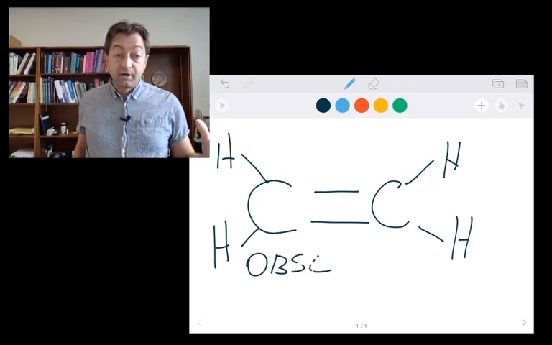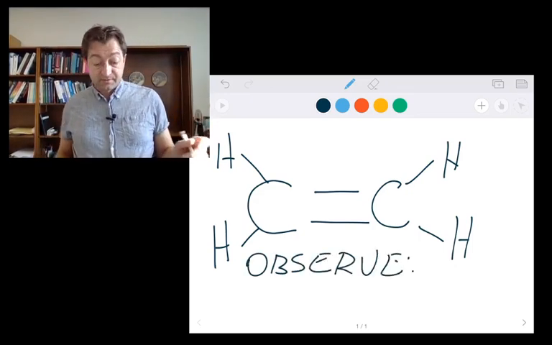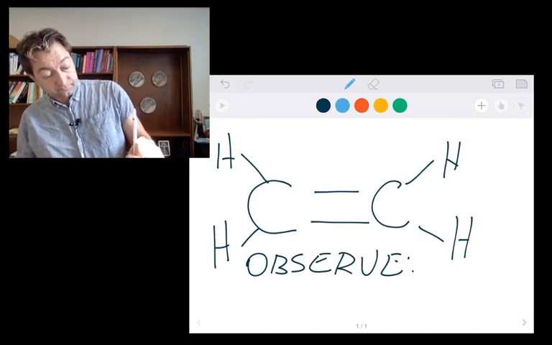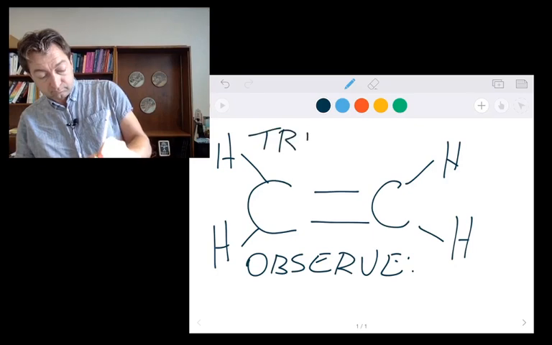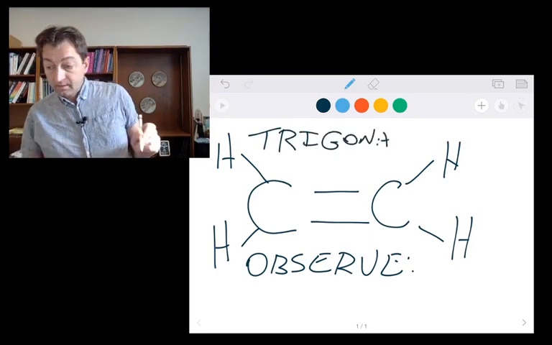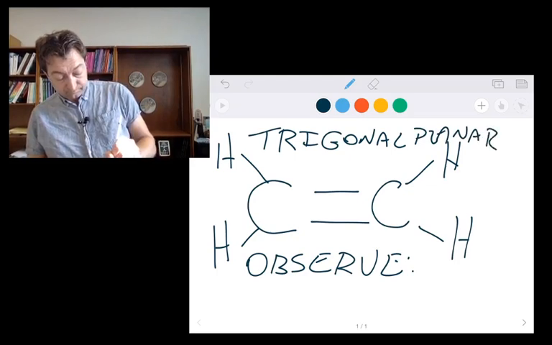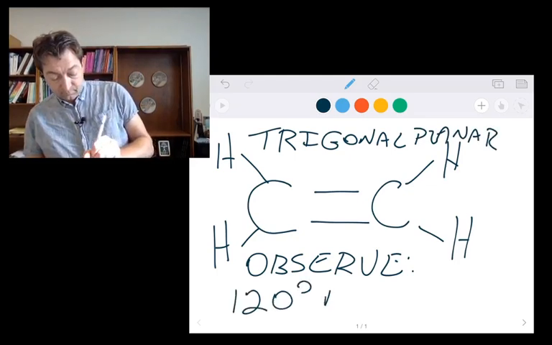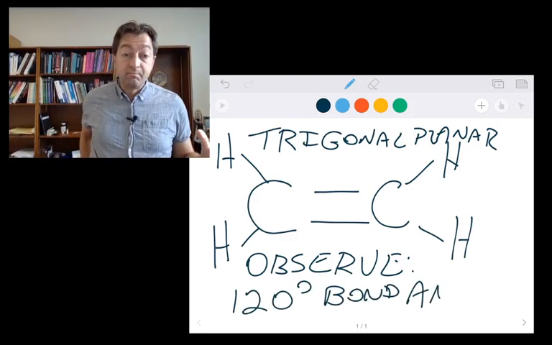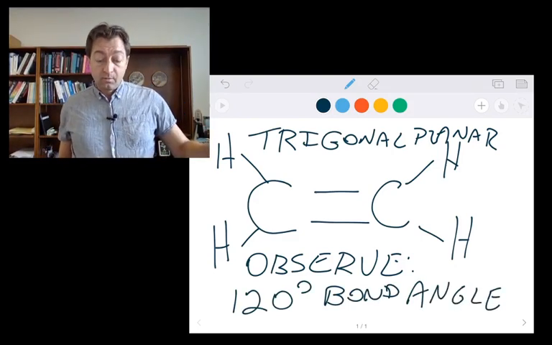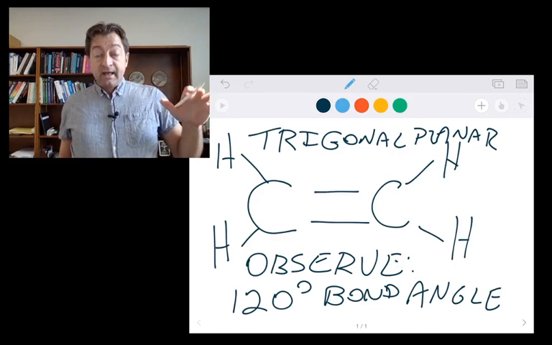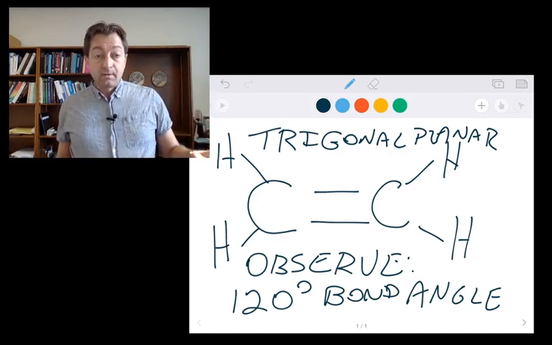But what we observe about this particular molecule, again, these are observations, it's trigonal planar. And 120 degree bond angle. So the whole molecule, this ethene itself is planar. Each of those carbon atoms is at a 120 degree bond angle between the other carbon and the other two hydrogen atoms, and the whole thing's planar.